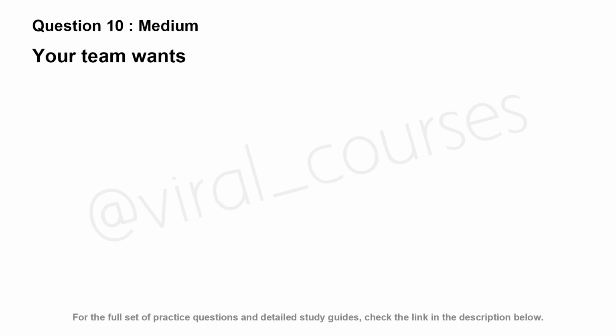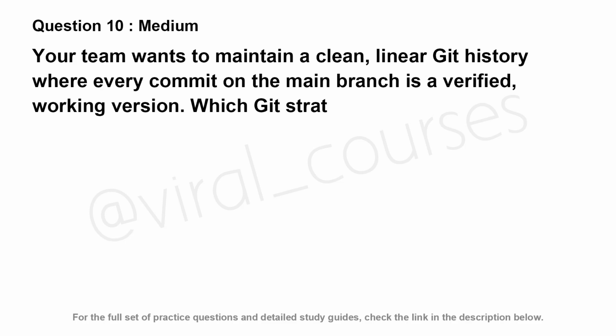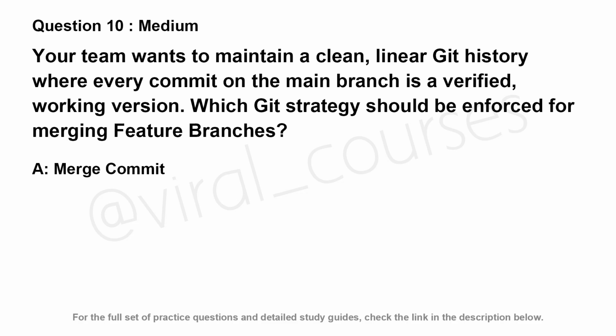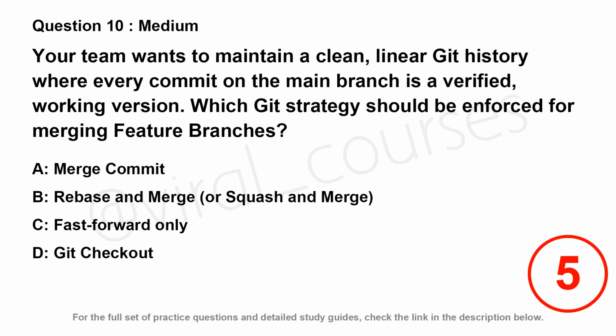Your team wants to maintain a clean, linear Git history where every commit on the main branch is a verified working version. Which Git strategy should be enforced for merging feature branches? Option A. Merge commit. Option B. Rebase and merge, or squash and merge. Option C. Fast forward only. Option D. Git checkout.